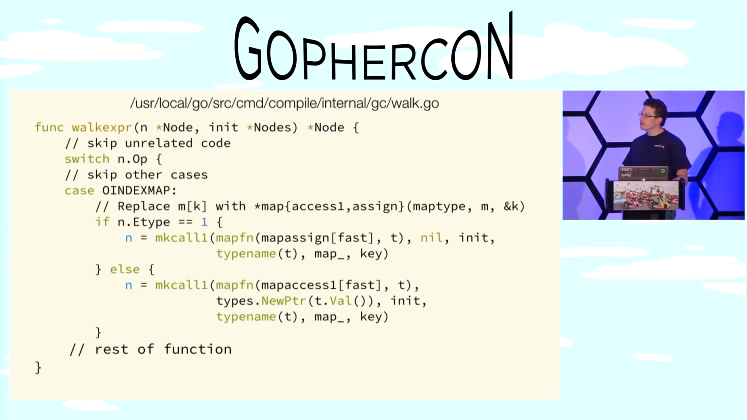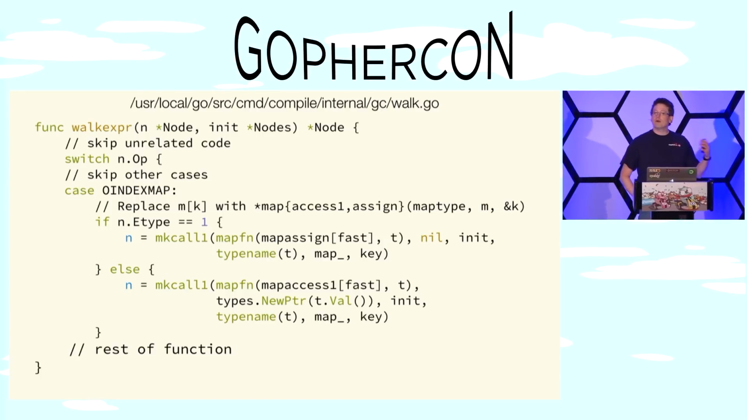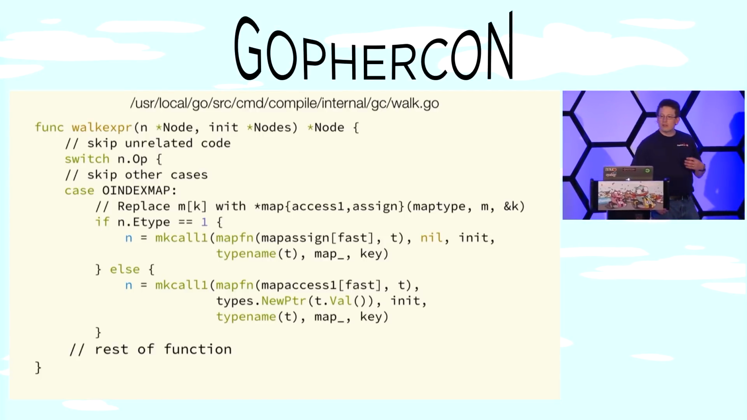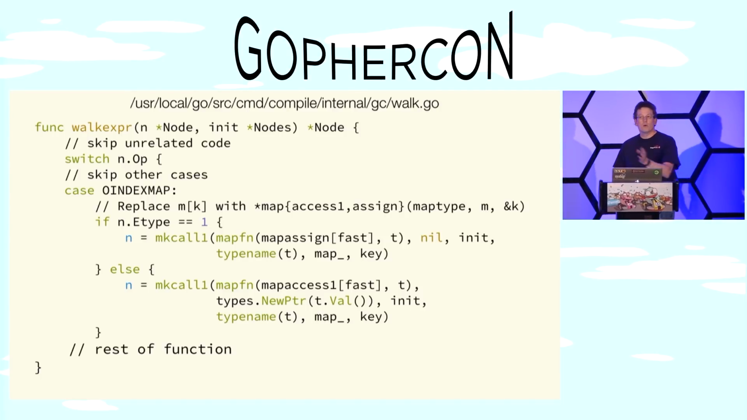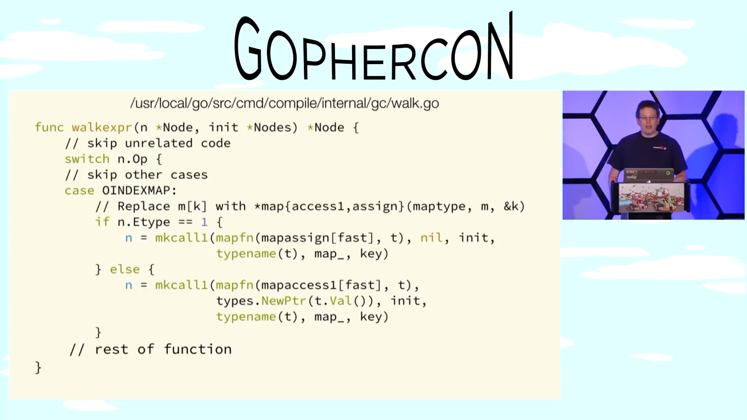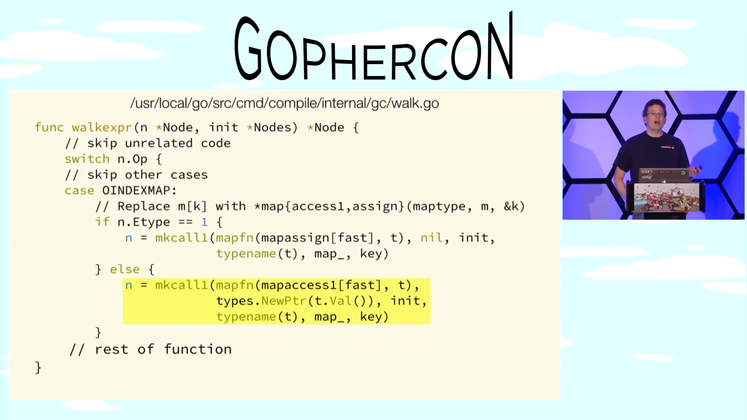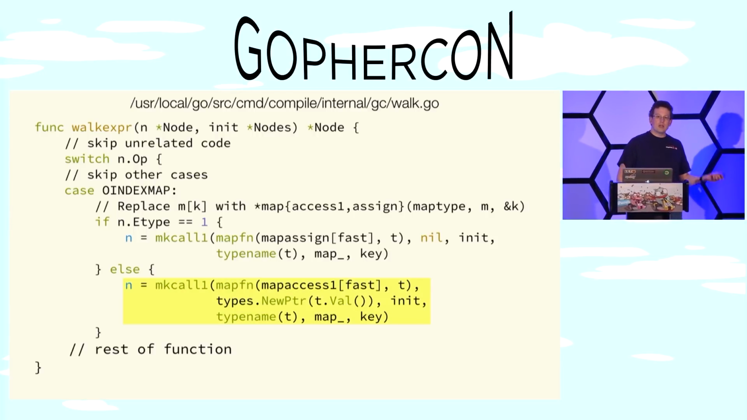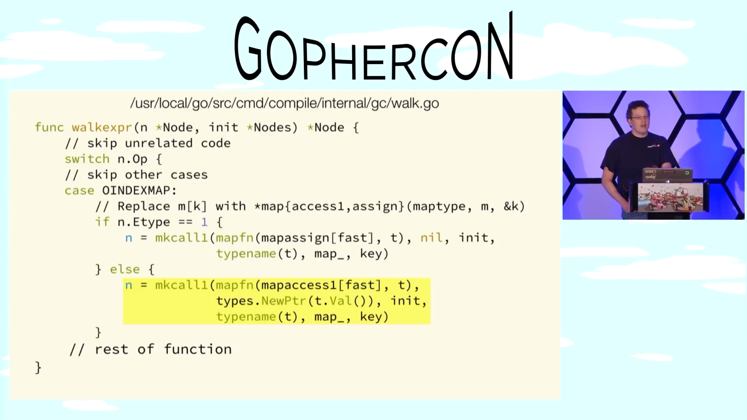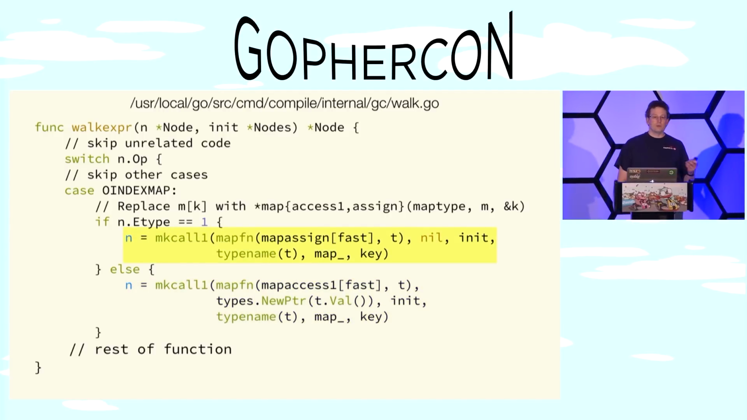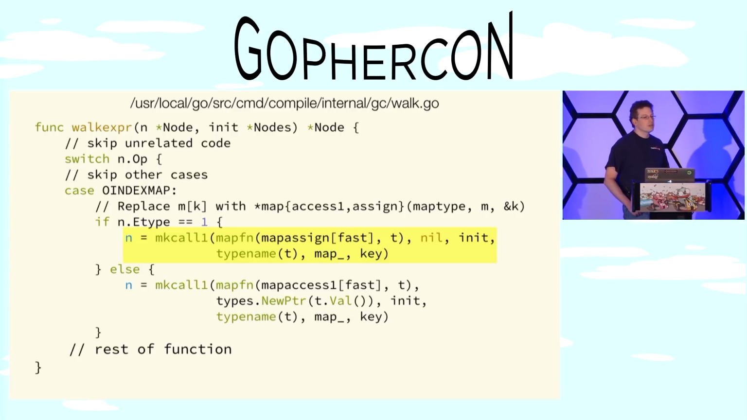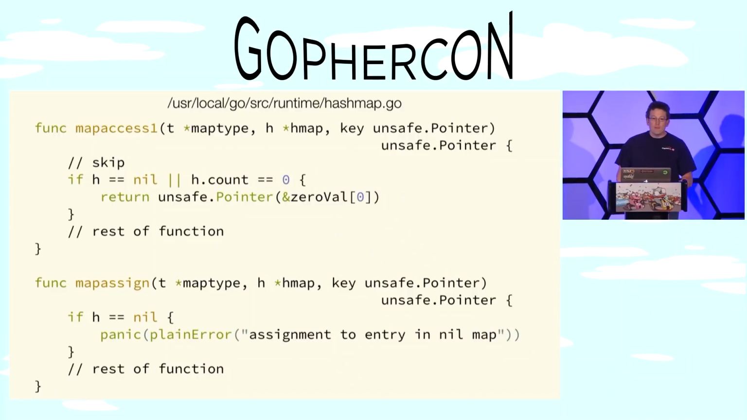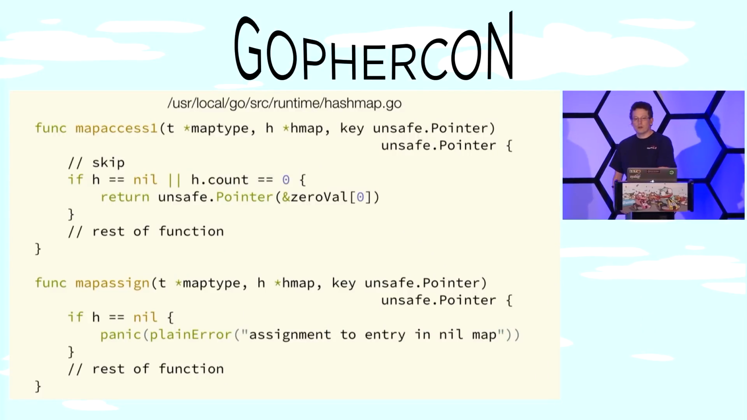And when the compiler runs, the code in the walkexpr function in the file cmd/compile/internal/gc/walk.go gets called. It looks at the map access and figures out if it's on the left side of the equal sign or the right side. And if it's on the right side, it's a map read, and the compiler converts the code you wrote to a call to the runtime function mapaccess1. And if m[k] is on the left-hand side of the equal sign, the compiler knows it's a map write, and it substitutes a call to the runtime function mapassign instead. Both mapaccess1 and mapassign are defined in the Go runtime, in runtime/hashmap.go.